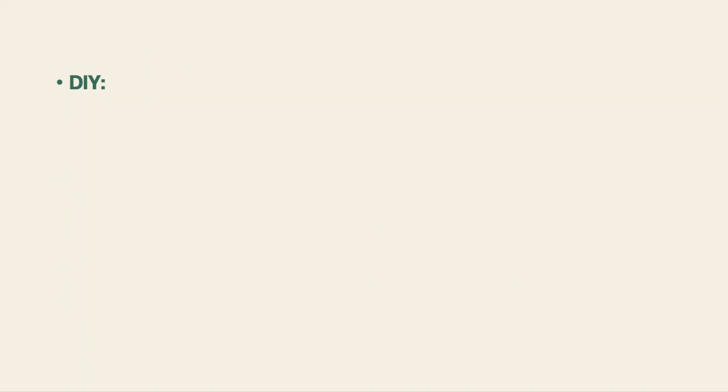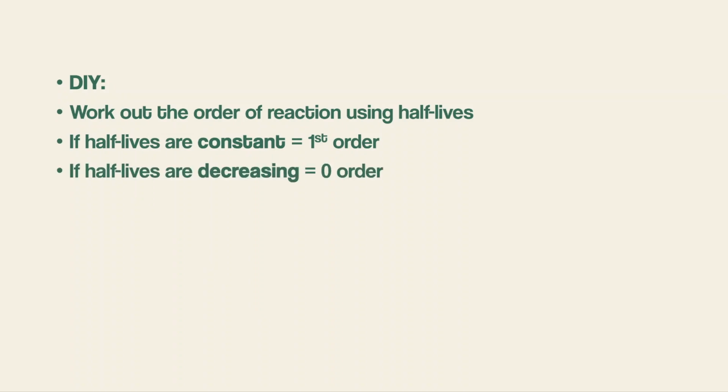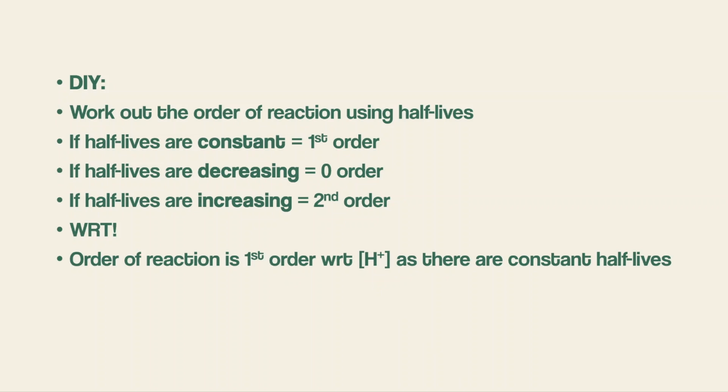If you got a DIY question, you need to work out the order of reaction using half-lives. If you don't know what a half-life is, you're going to get to know. If the half-lives are constant, so they're approximately around about the same value, it's first order. If half-lives are decreasing, it's 0 order. And if half-lives are increasing, it's second order. Okay? And remember, you're going to still use with respect to in this kind of answer as well. So here's an example. Order of reaction is first order with respect to the concentration of H+, as there are constant half-lives.